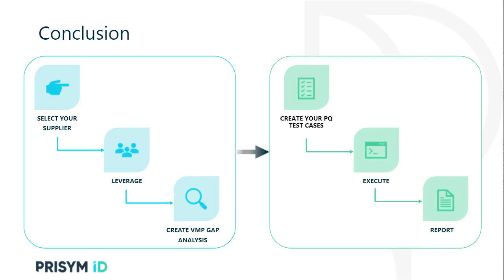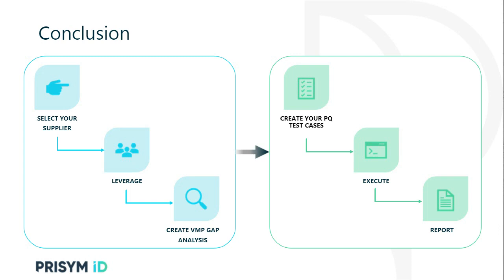So in conclusion, select your supplier. Leverage as much as possible. This will be documents and documented evidence. Create your validation master plan. There is a possibility that if you're being supplied with a commercial off-the-shelf solution, your supplier may well have a validation master plan which you can build upon.